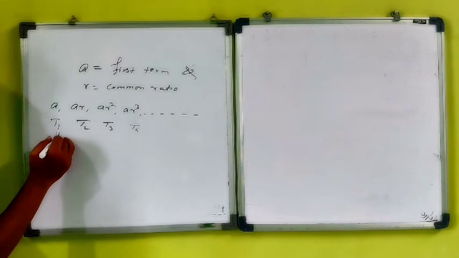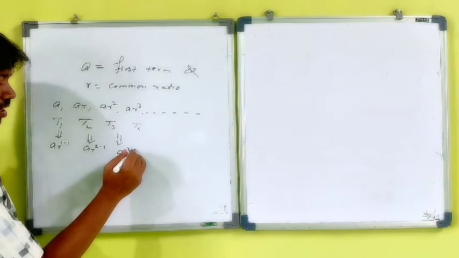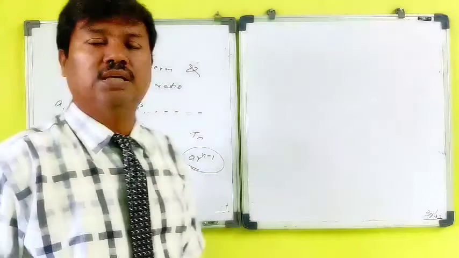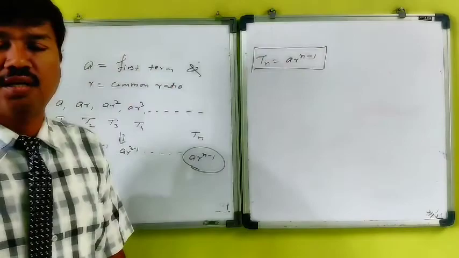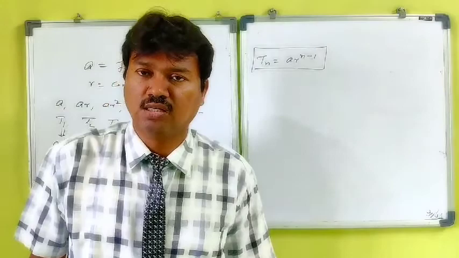If you observe this, we can say that T1 is nothing but A R raised to 1 minus 1, T2 is A R raised to 2 minus 1, T3 is nothing but A R raised to 3 minus 1. So in general, Tn should be A R raised to n minus 1. So the nth term in a geometric progression is always given by Tn is equal to A R raised to n minus 1, where A is the first term and R is the common ratio. That is the formula to find the nth term or general term of the geometric progression.